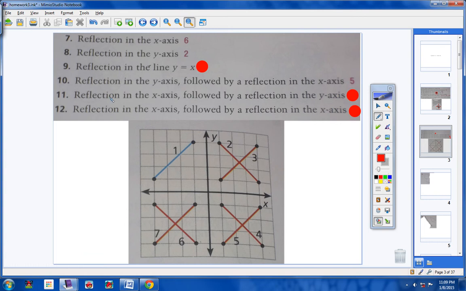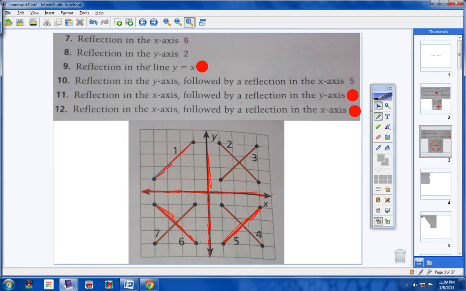We're going to reflect it in the x-axis. So here's my line. I'm going to fold the piece of paper right here, and this line would fall right here. And then I'm going to reflect it in the y-axis. So I'm going to fold this sheet of paper right here, and now this line would fall right on top of this line here.